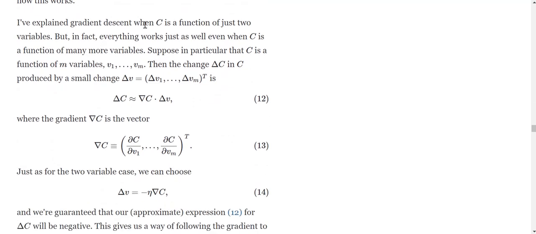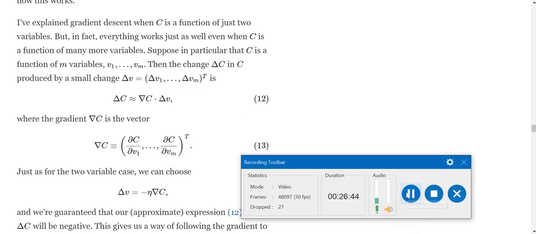I've explained gradient descent when C is a function of just two variables, but in fact everything works just as well when C is a function of many more variables. Suppose in particular that C is a function of m variables v1 to vm. Um, there's someone at the door. I'll be back in a second.